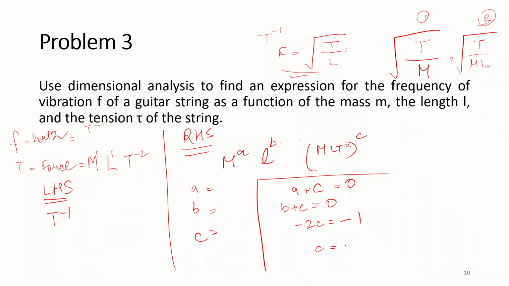So the value of C is half. Then the dimension of tension is force per unit length, it is different from surface tension. It is a unit of force. So from this we can bring out C. C is 1 by 2, so B will be minus 1 by 2, and A will be minus 1 by 2. So which one is correct?